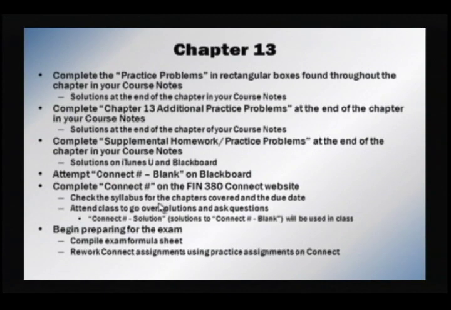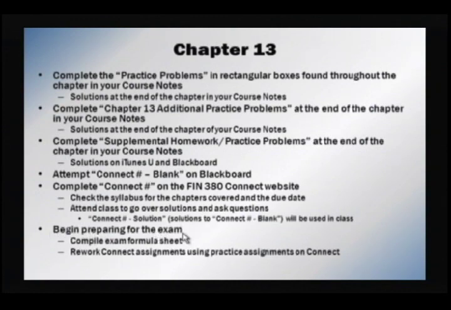So you'll want to refer to the syllabus so you know what chapters are covered and the due date for that Connect assignment. Then come to class and we will go over the solutions to that blank Connect assignment. If you want us to look at your actual Connect assignment, you will need to print it off or bring your laptop so that we may see the actual assignment that you took and answer any questions over it.